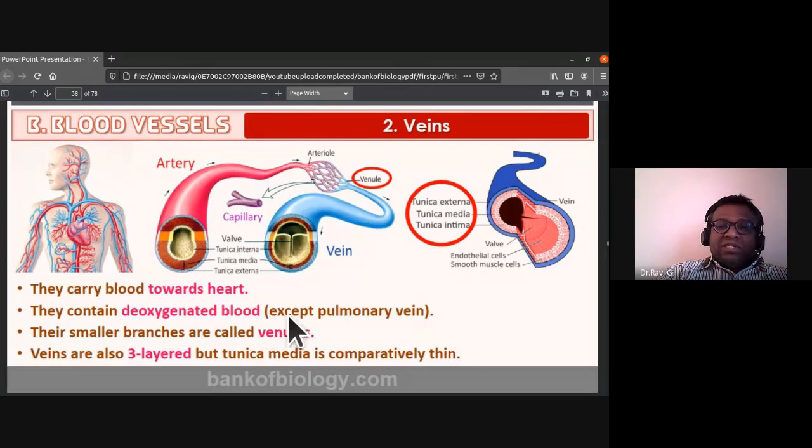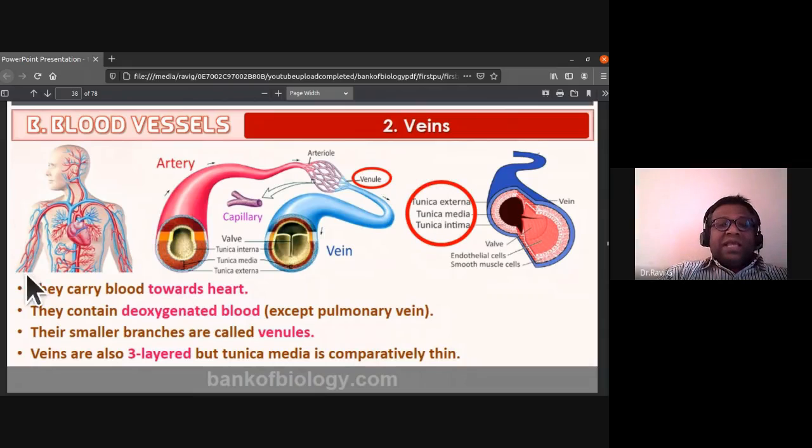They contain deoxygenated blood, except pulmonary veins. The smaller branches are called venules. Veins are also three layered, but tunica media is comparatively thin. So that is what you have to remember.